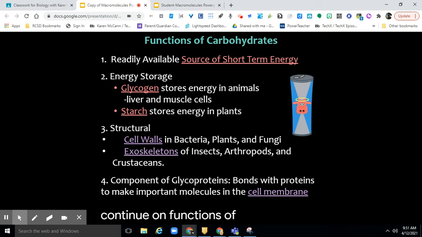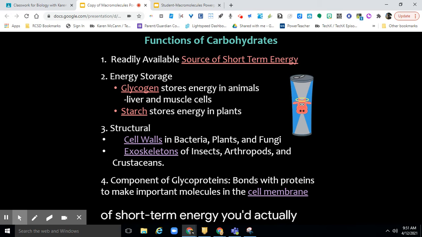Functions of carbohydrates. First, let me point out there are actually 4. 1, 2, 3, 4 functions of carbohydrates. All right, that you need to know. The first is probably the most important of the 4, and that is because it is a readily available source of short-term energy.